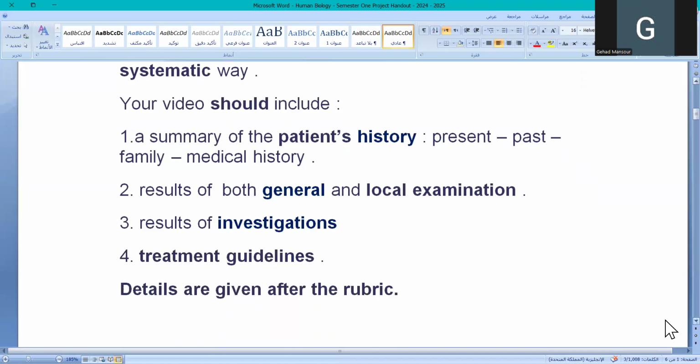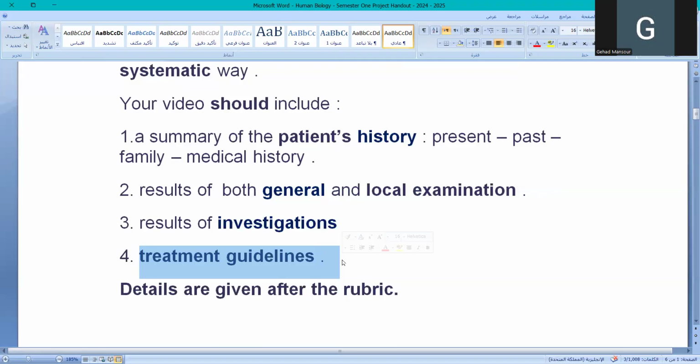And of course, before making the video, you should prepare a sheet, the medical sheet of the patient, which will include, first of all, the history of the patient, the results of examination, the results of investigations, and then the treatment guidelines. And by treatment guidelines, I mean that you're going to tell me what lines of treatment you're going to follow, but you are not going to mention specific trade names or commercial names of any medication.